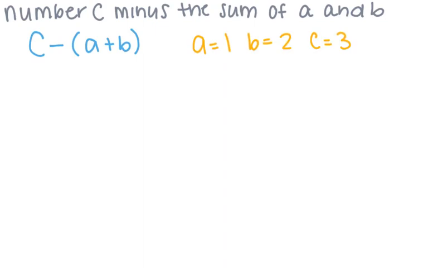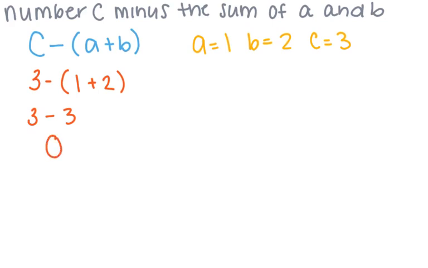So I have assigned numbers to all of our letters. So a is going to equal 1, b is going to equal 2, and c is going to equal 3. So let's solve the expression that we just came up with using our numbers. So we're going to have 3 minus the sum of a plus b. So this becomes 3 minus 3. And I've done the addition first because it's in parentheses. So I've done 1 plus 2, which gives me 3. So now we have 3 minus 3, which gives us an answer of 0.